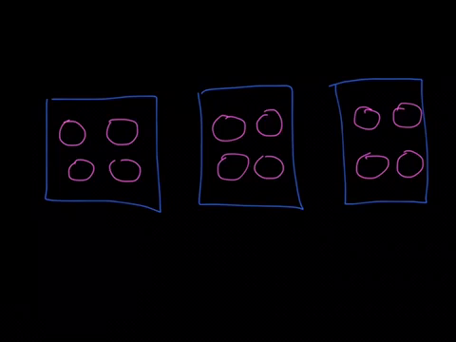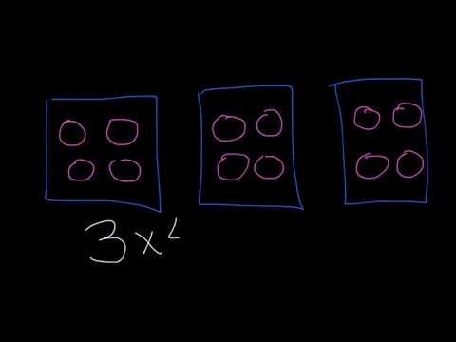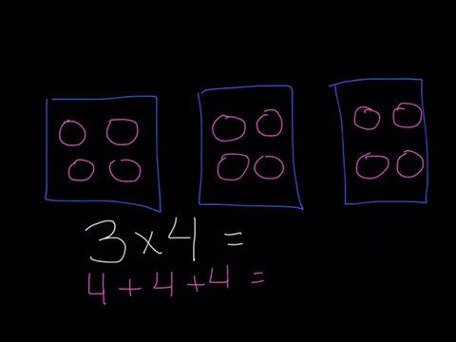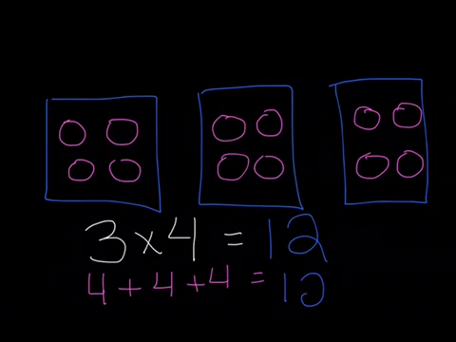Okay, the 2 equations that you could have used were 3 times 4, because we have 3 groups of 4 in each group, or you could have used the equation 4 plus 4 plus 4. In both situations, you're going to get the same answer of 12 balls.